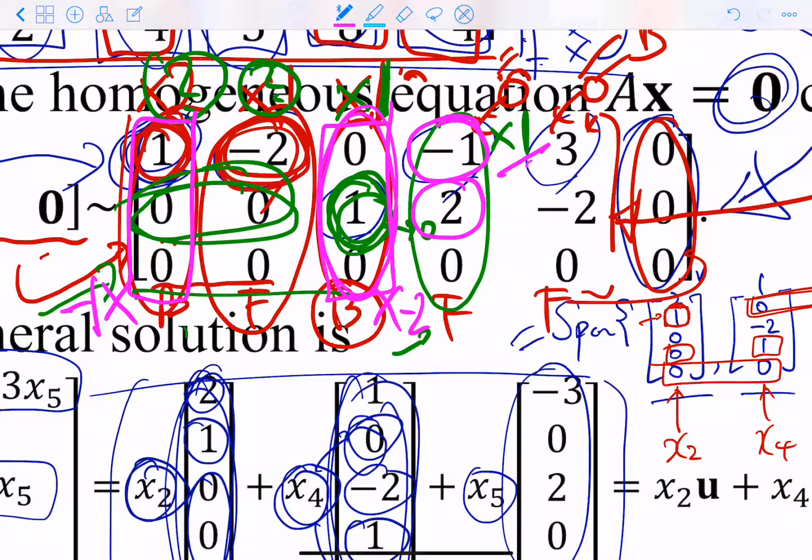So here the point is, those columns corresponding to the free variable can be represented as a linear combination of the previous ones, the columns corresponding to the basic variables.